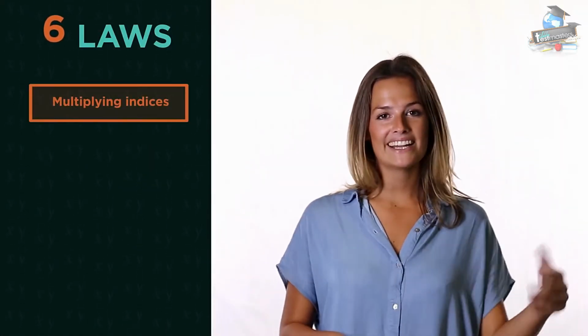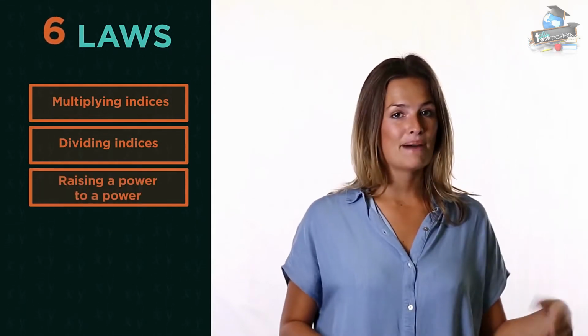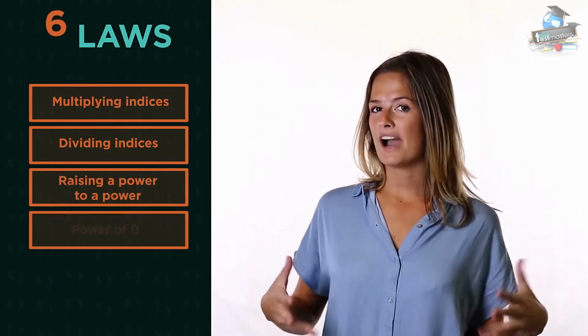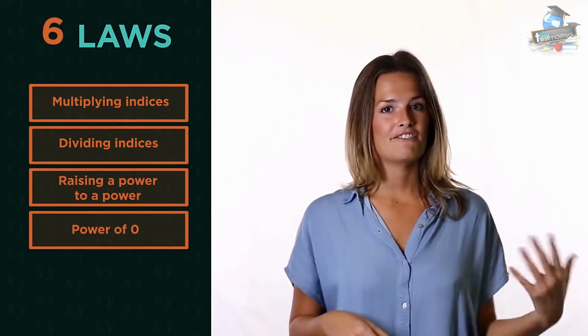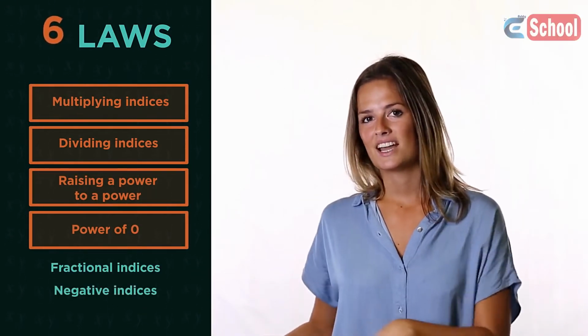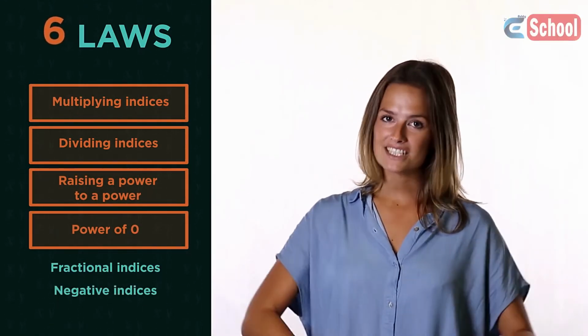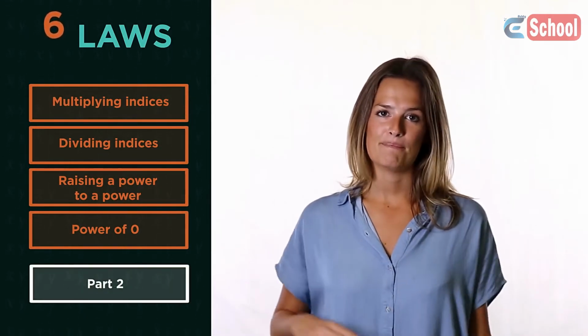The laws of indices make solving complex problems involving powers much easier, and they are also essential for understanding a lot of algebraic processes. So there are 6 laws that we need to know: multiplying and dividing with indices, raising a power to a power, what a power of 0 means, and then fractional and negative indices. We're going to look at the first 4 in this video, and then the last 2 in part 2. I promise you they really are quite logical.